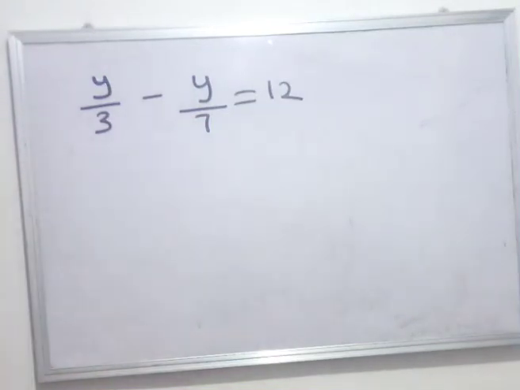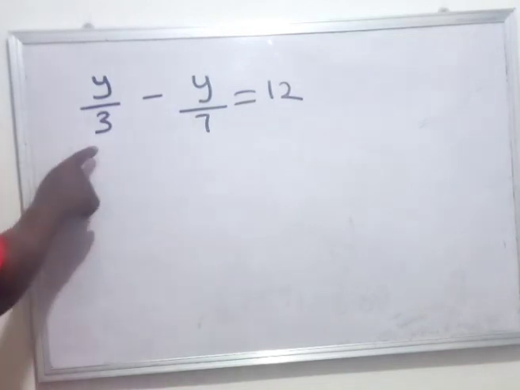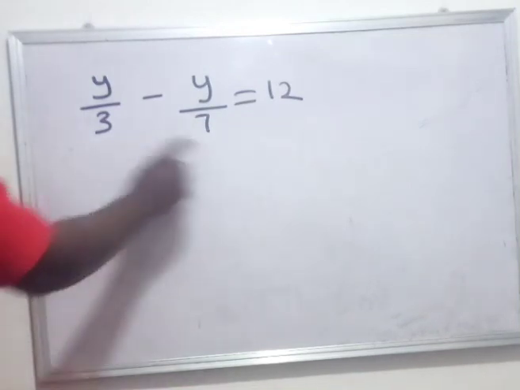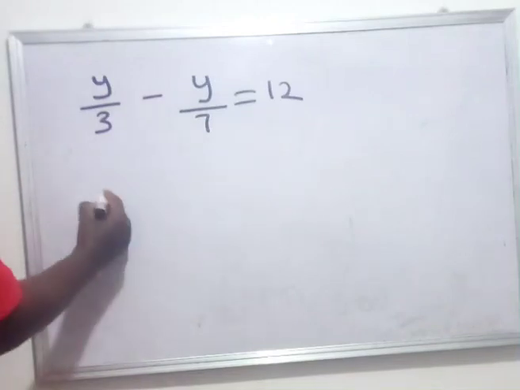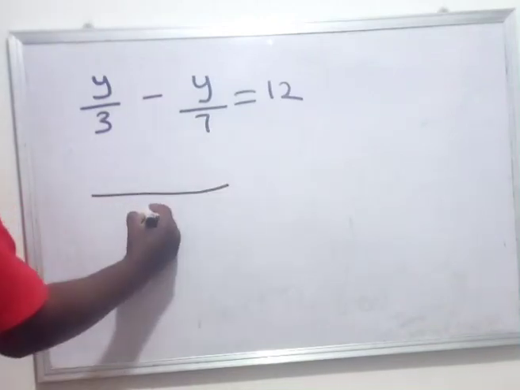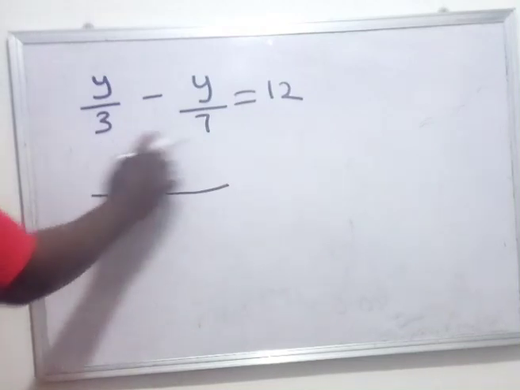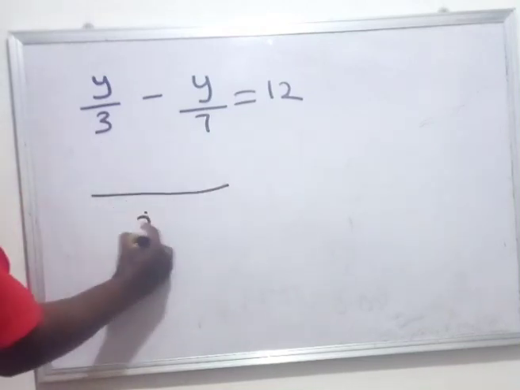between, the way to evaluate is to go ahead and look for your LCM. You find the LCM of the denominators. In this case, our denominators are 3 and 7. So we draw this line and look for our LCM. The LCM of 3 and 7 is 21.